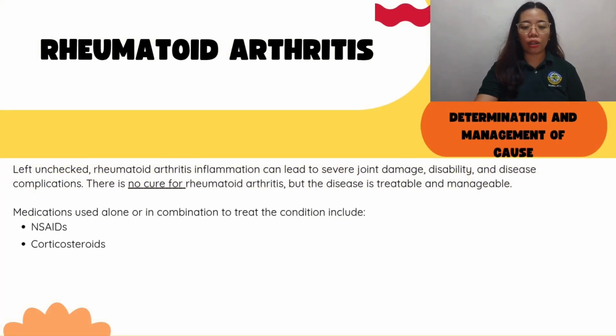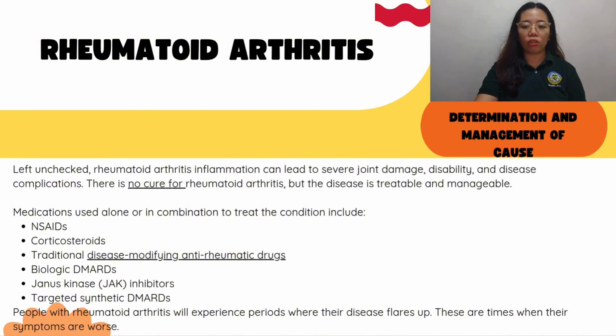Left unchecked, rheumatoid arthritis inflammation can lead to severe joint damage, disability, and disease complications. There is no cure for rheumatoid arthritis, but the disease is treatable and manageable. Medications used alone or in combination to treat the condition include NSAIDs, corticosteroids, traditional disease-modifying anti-rheumatic drugs or DMARDs, biologic DMARDs, JAK inhibitors, and targeted synthetic DMARDs. People with rheumatoid arthritis will experience periods where their disease flares up. These are times when their symptoms are worse.